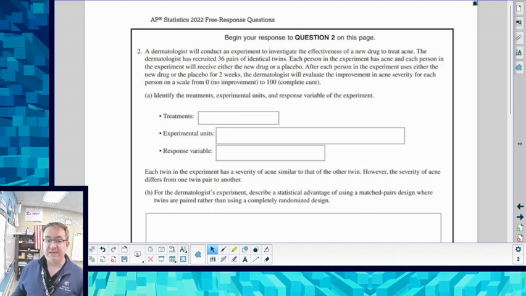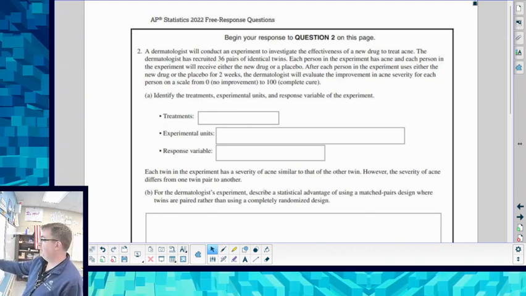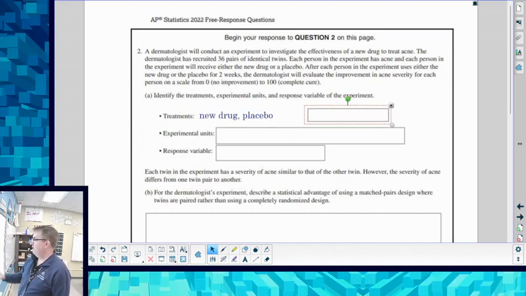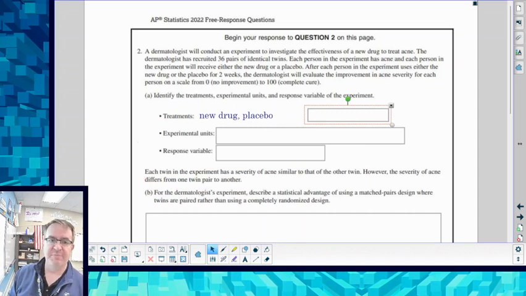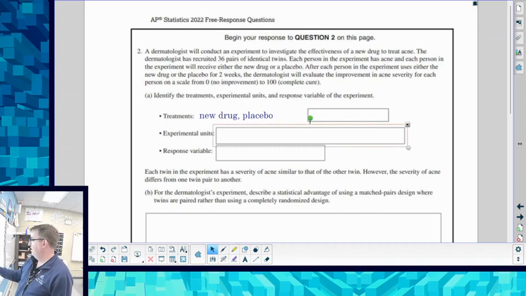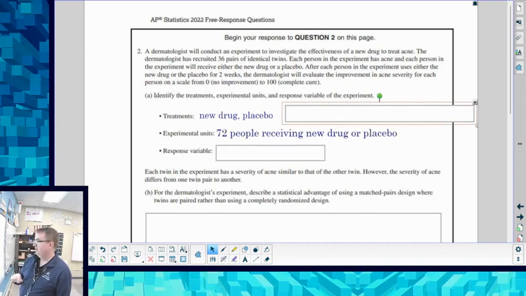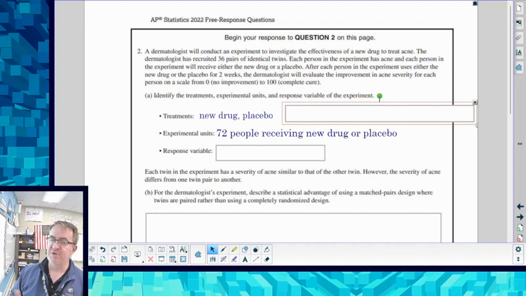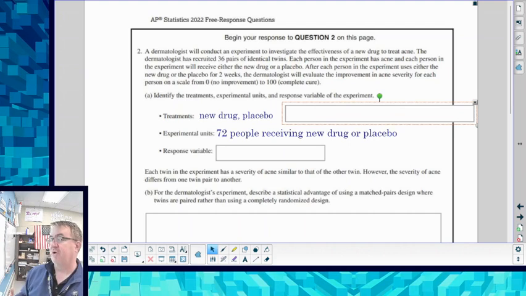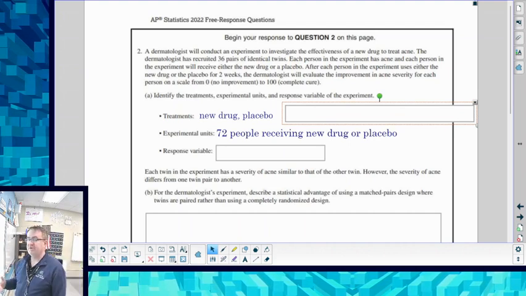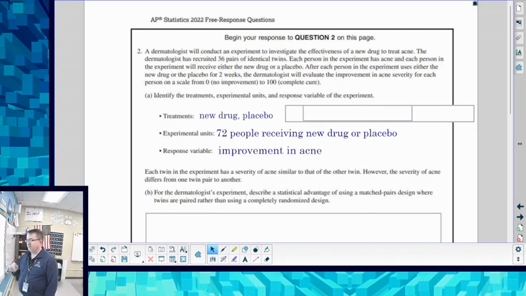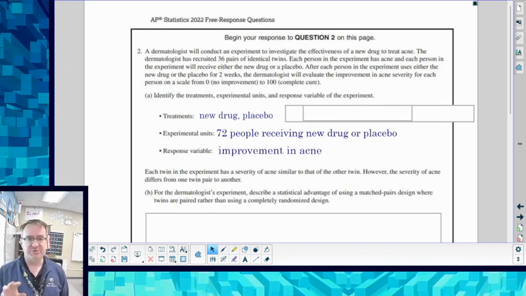First part, very basic: to get a 1 on this, you have to identify the treatments. So the 2 treatments are either the people get a new drug for the acne or it's a placebo. For the experimental units, 72 people are assigned. Now you can say 36 pairs of twins, but 72 people are receiving the new drug or the placebo. And then again, what are we looking for, the response variable? What should change? That is going to be improvement in our acne. Okay, so those are those 3 parts there.